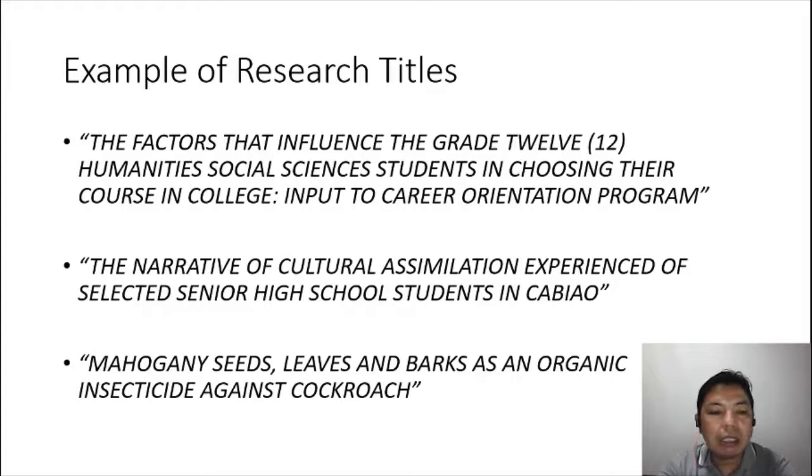Okay? Now, here are some example of research titles. Ito yung mga research titles na sinubmit sa akin ng mga previous students ko. So, here are just some example. So, the first one is the factors that influence the grade 12 humanities, social sciences students in choosing their course in college. Input to career orientation program. The second one is the narrative of cultural assimilation experience of selected senior high school students in Cabiao. And the third one is mahogany seeds, leaves, and barks and as organic insecticide against cockroach.